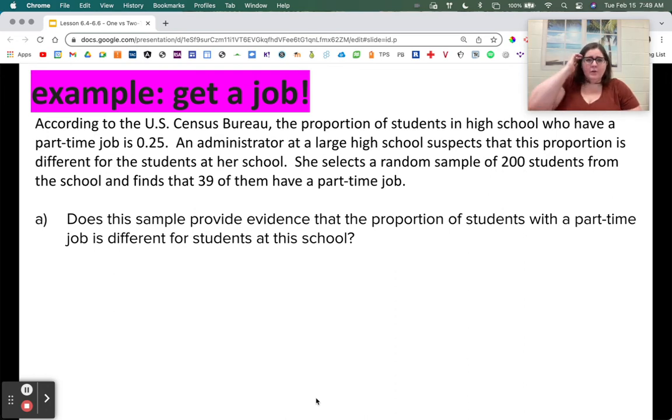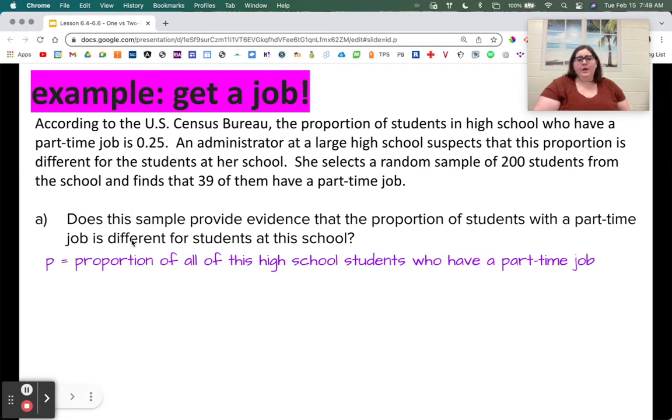In this example, we're talking about the proportion of students in high school who have a part-time job. According to the US Census Bureau, it's 0.25. An administrator at a large high school thinks that the proportion is different for the students at her school. She selects a random sample of 200 students and finds that 39 of them have a part-time job. We want to know, does this provide evidence that the proportion of students with a part-time job is different for students at this school? Different means that I'm testing a not equal to hypothesis.